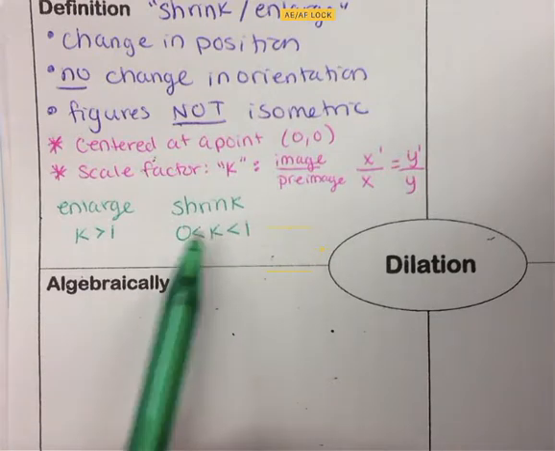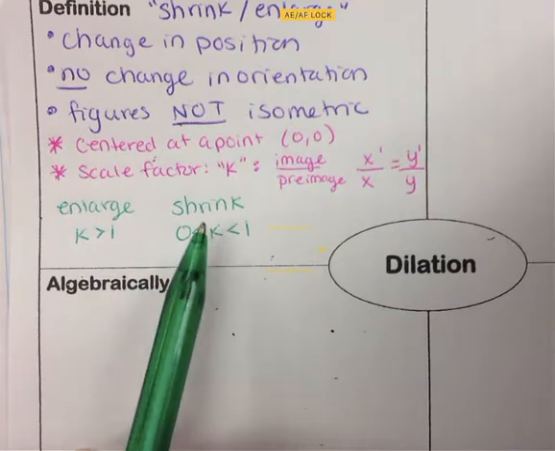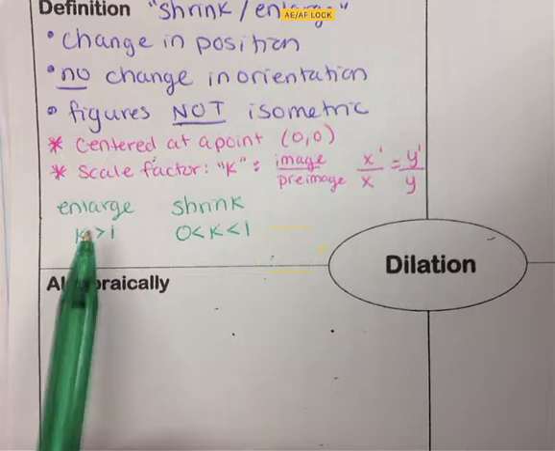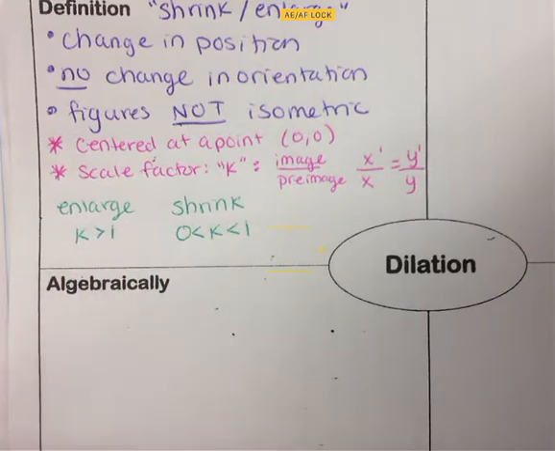And if it's smaller than 1, any regular fraction, any proper fraction, would be a shrink. Any improper fraction would be an enlargement. If it's a 1, it doesn't do anything because it stays the same.